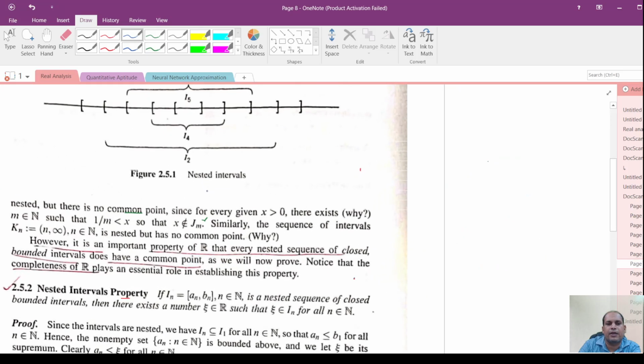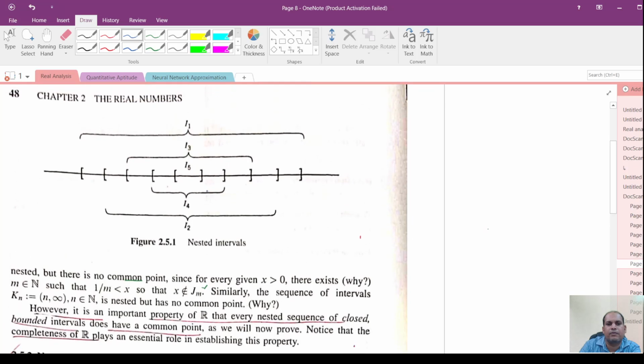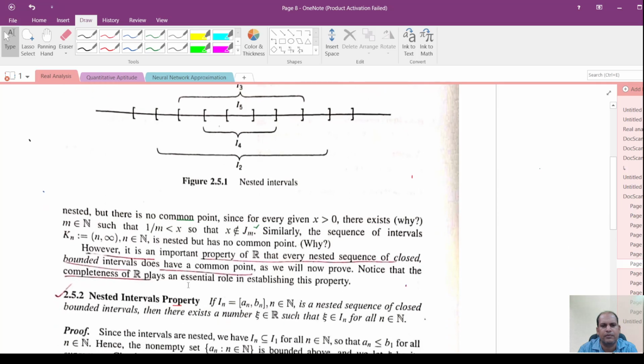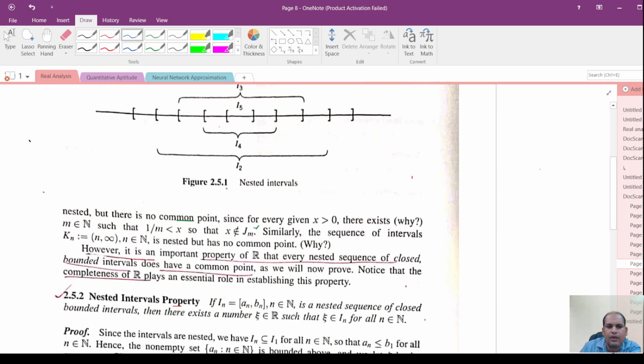Now here we have a diagram. I1 is this interval. Here it is written that we have a nested sequence of intervals, but there is no common point to all such In's, say the open interval 0 to 1 by n, and I need to look at its intersection, n equal to 1 to infinity.